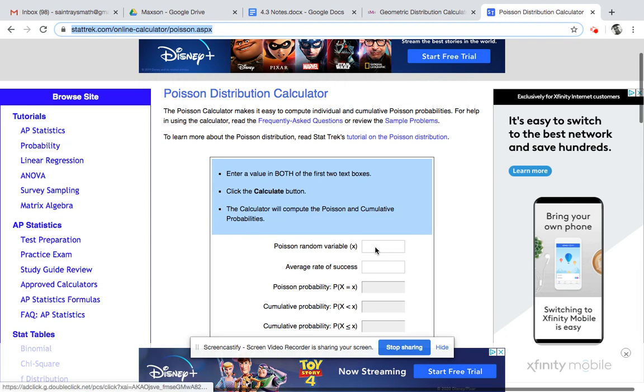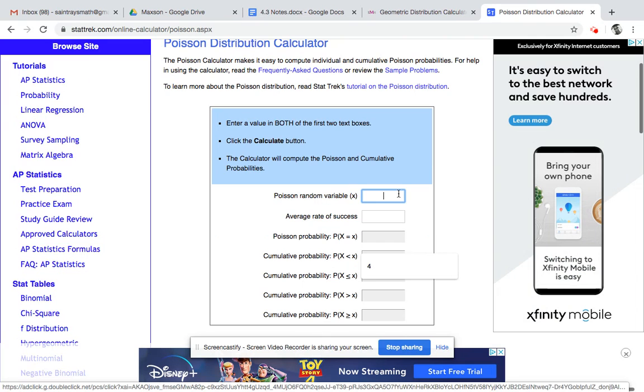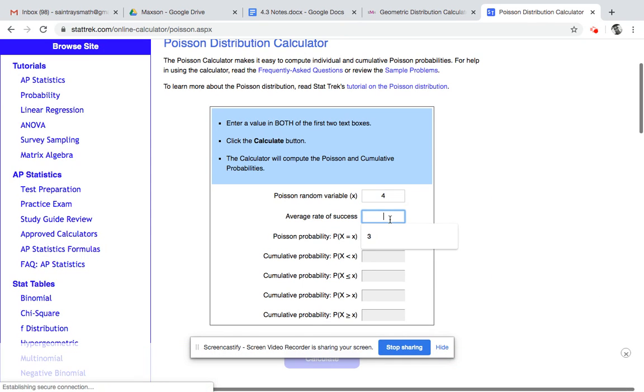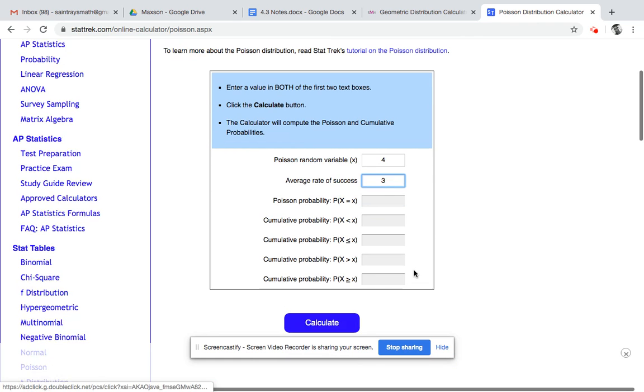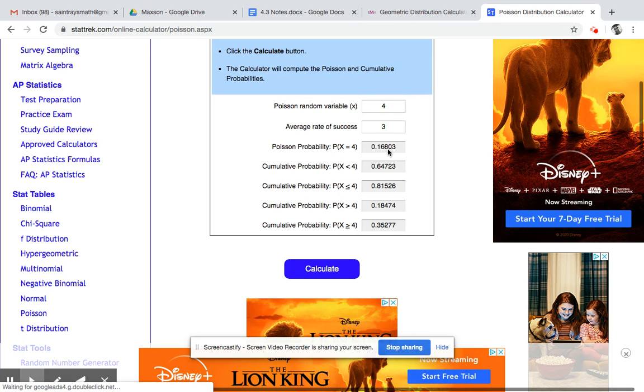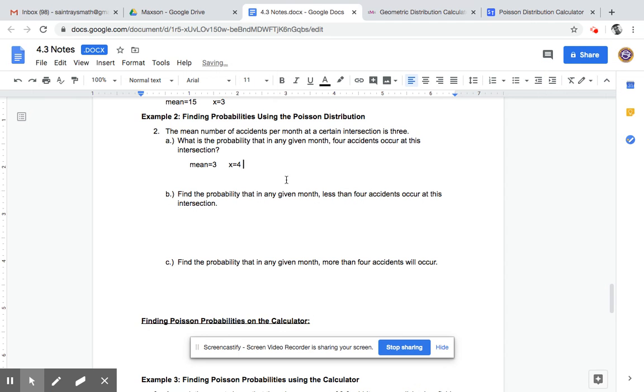So now we're going to come over to our Poisson distribution calculator. So our random variable here is 4. So that's how many times it's occurring. And the average that it's occurring is 3. So when we calculate that, it's going to give us a bunch of different numbers. We just want the first one right here, x equals 4. So 0.168. So 0.168 rounds to 0.17, which would be our answer. So the probability that x equals 4 would be 0.17.